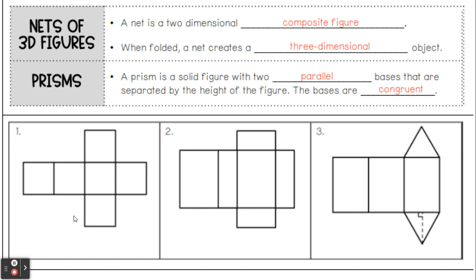So a net is a two-dimensional composite figure. When folded, a net creates a three-dimensional object. And a prism is a solid figure with 2 parallel bases that are separated by the height of the figure. The bases are congruent. And here's what I think about: a prism has two parallel bases, but its faces are always going to be rectangles or squares, because a square is a type of rectangle. So go ahead and name the type of prisms for these 3 shapes below.